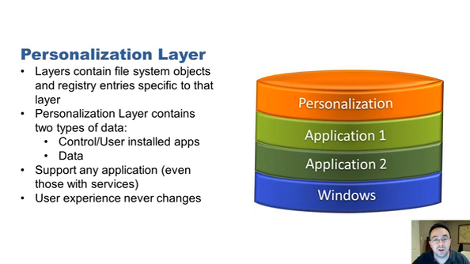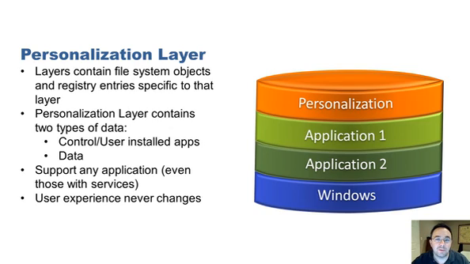Now, the personalization layer is made up of two types of data. One we call control, which is really user installed apps and registry changes. And the other we call data, which is shortcuts, files, favorites, stuff you might have left on your desktop, or a directory you created, etc. The interesting thing is that we support any type of application, even ones with services that run at startup, because the personalization layer is there before the machine ever boots.